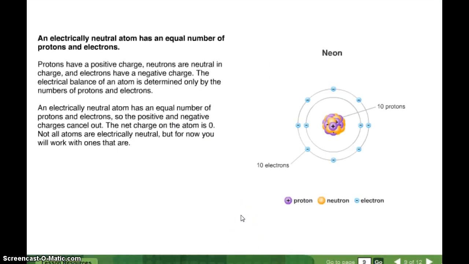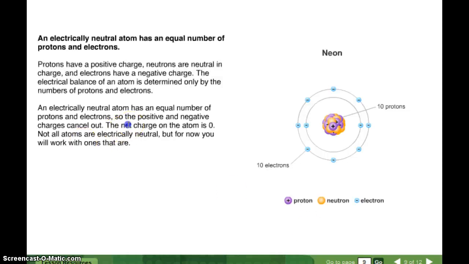An electronically neutral atom has an equal number of protons and electrons. Protons have a positive charge. Neutrons are neutral in charge, and electrons have a negative charge. The electrical balance of an atom is determined only by the number of protons and electrons. So the mass is protons and neutrons. The charge is protons and electrons. An electronically neutral atom has an equal number of protons and electrons, so the positive and negative charges cancel out. The net charge on the atom is 0.